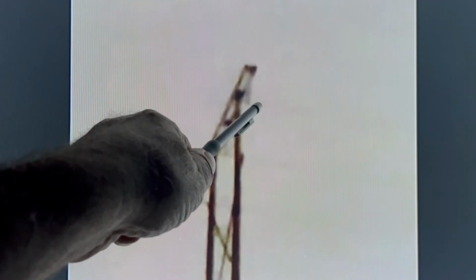So these are the horizontal crossbars that the corona or the plasma is being transmitted along between the capacitors.